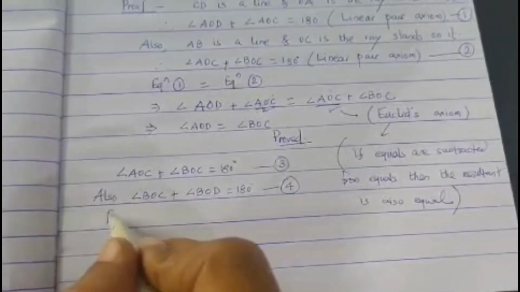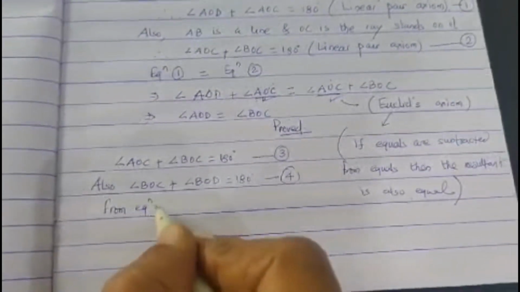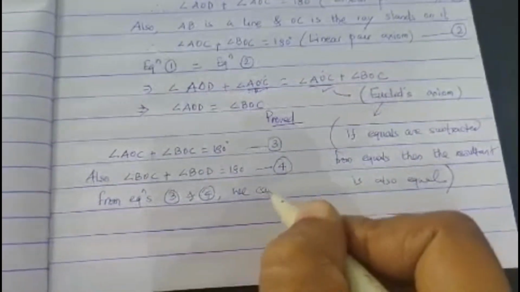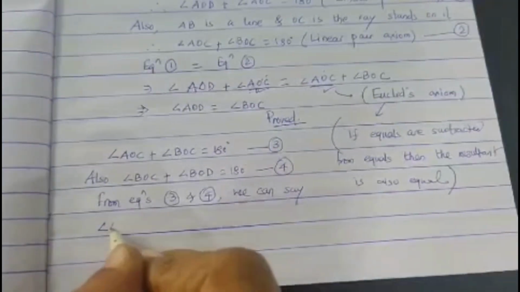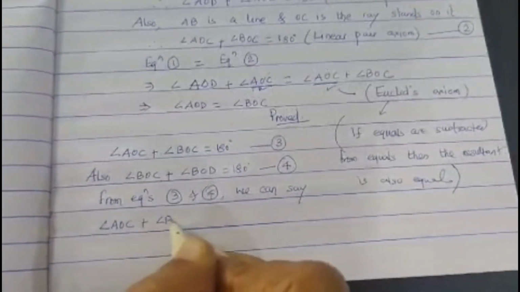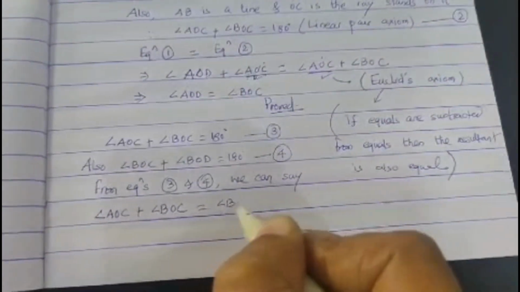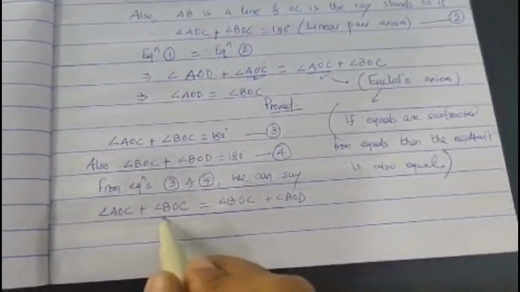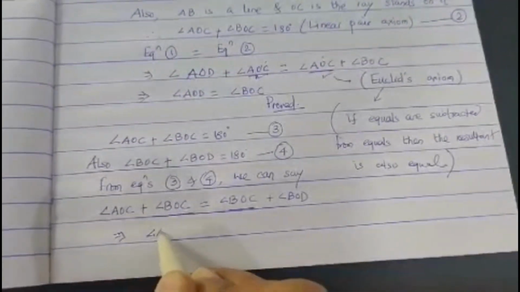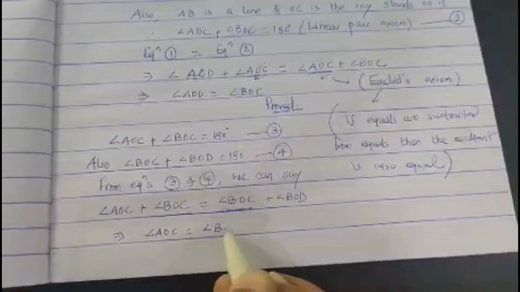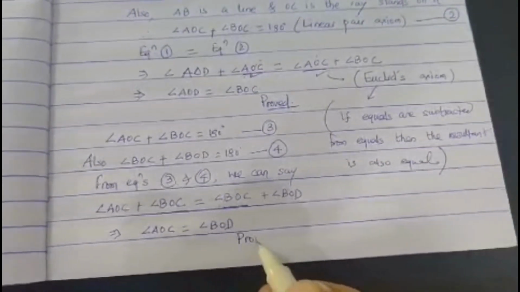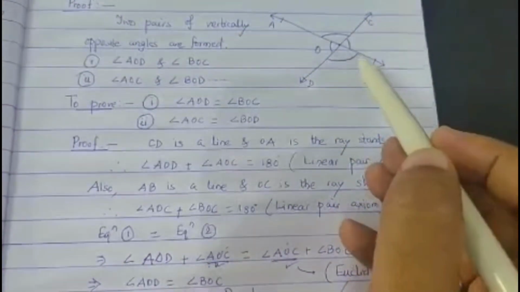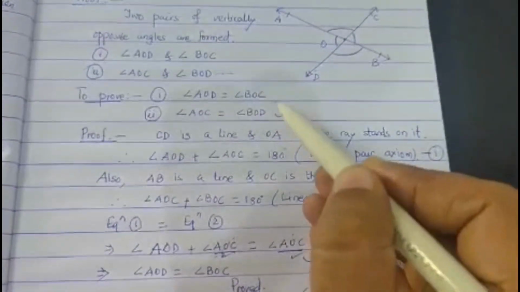Now from equations 3 and 4, we can say that angle AOC plus angle BOC is equal to angle BOC plus angle BOD. And we will use the same Euclid's axiom. We will remove this thing. This implies angle AOC is equal to angle BOD. This is what we have to prove. Angle AOC equal to angle BOD.